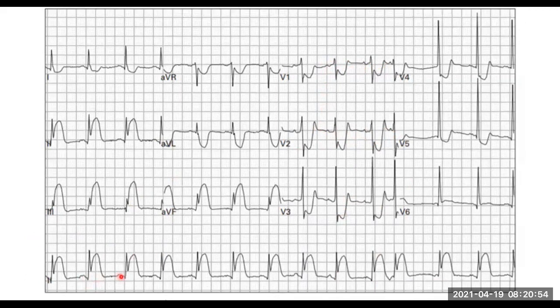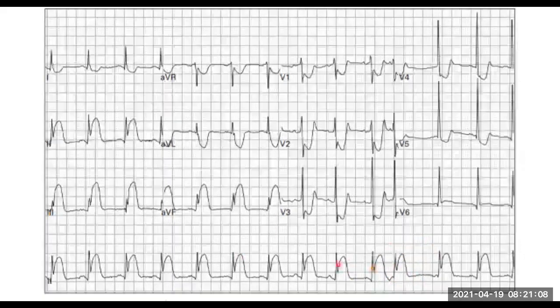So we can assume that this little hump that we're seeing over here is a P wave as well. So our PR interval is going to be 1, 2, 3, 4. So that's within normal, except for here, all right? We're going to come back to that just now, okay.